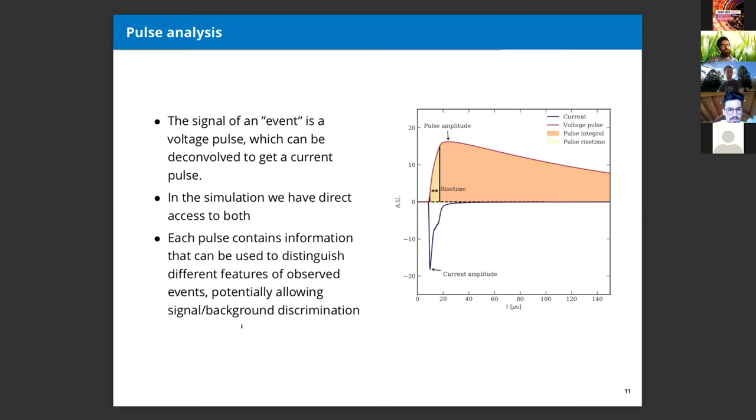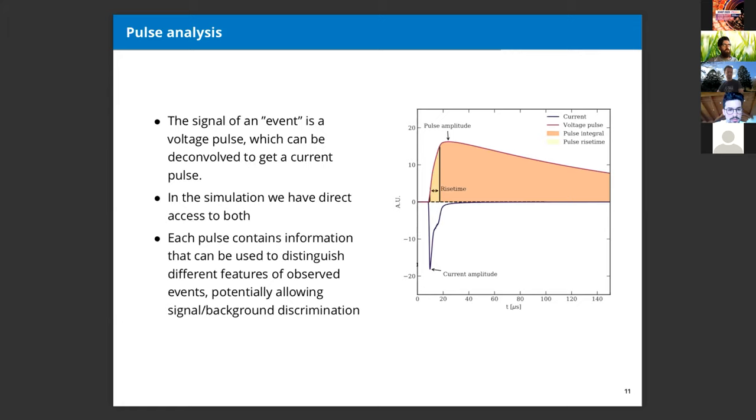Your output from your simulation is a voltage pulse. So this is shown by this pinkish line here. This is a typical pulse that you would see in your experiment. Often in the experiment, they deconvolve that to a current pulse, which is shown by this purple negative pulse. In the simulation, of course, we have direct access to both of these.